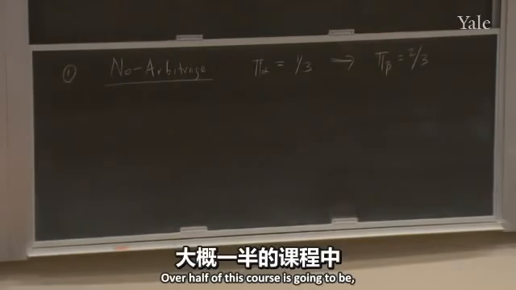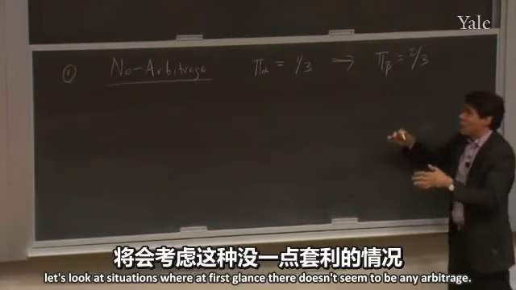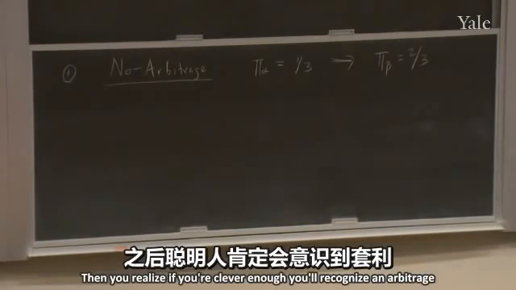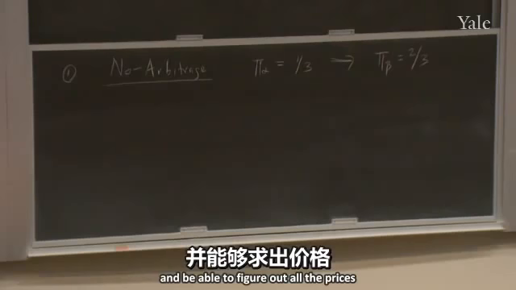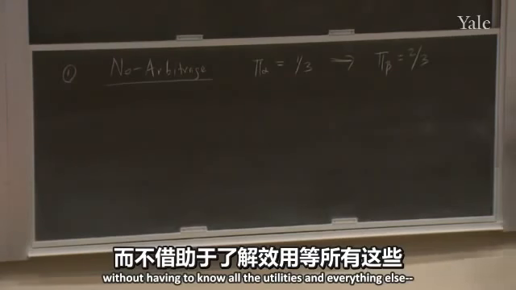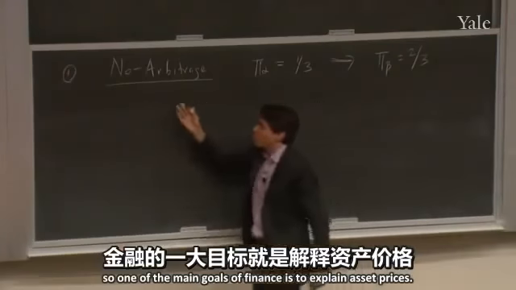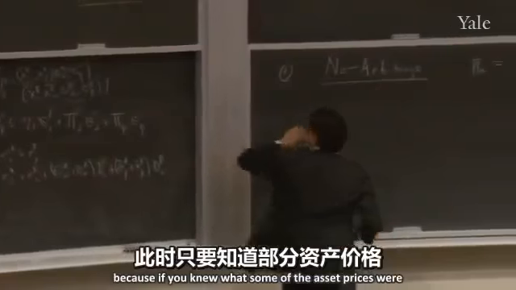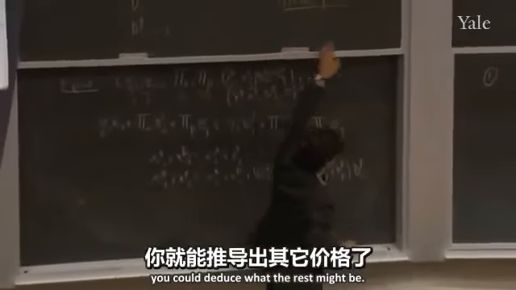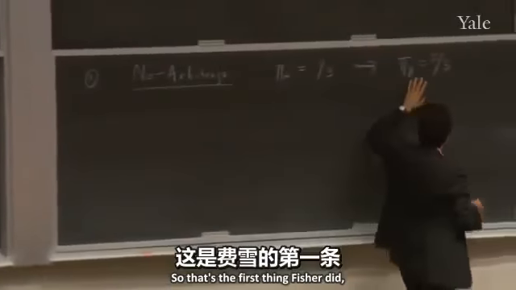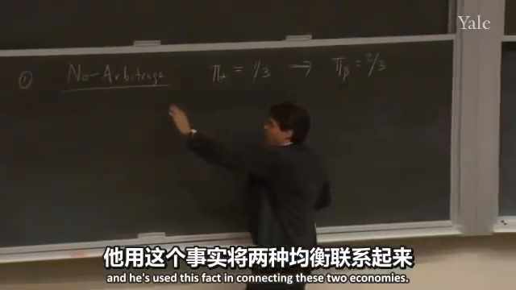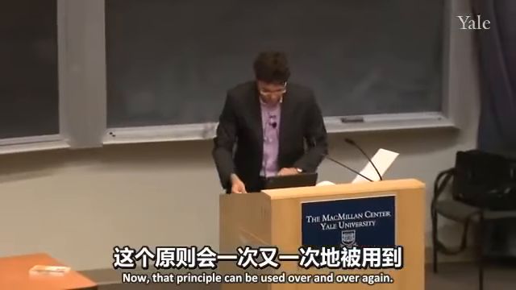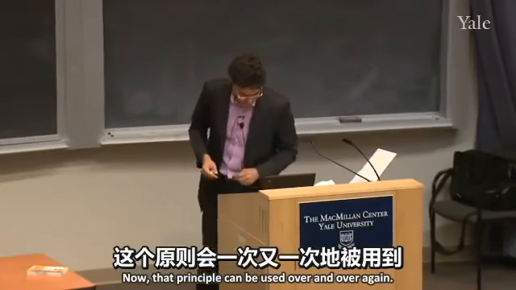Over half of this course is going to be looking at situations where at first glance there doesn't seem to be any arbitrage. Then you realize if you're clever enough, you'll recognize an arbitrage and be able to figure out all the prices without having to know all the utilities and everything else. So one of the main goals of finance is to explain asset prices. You can see how no arbitrage is going to help do that, because if you knew what some of the asset prices were, you could deduce what the rest might be. So that's the first thing Fisher did, and he used this fact in connecting these two economies. Now, that principle can be used over and over again.